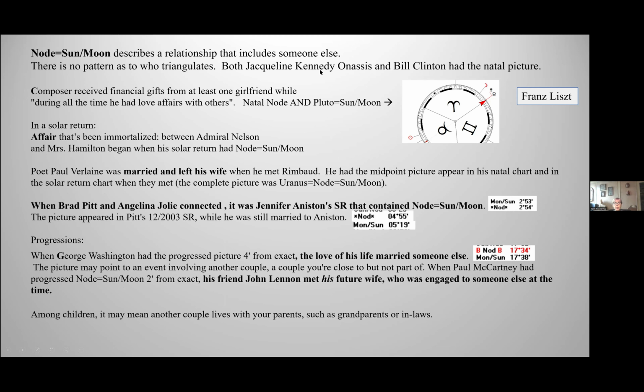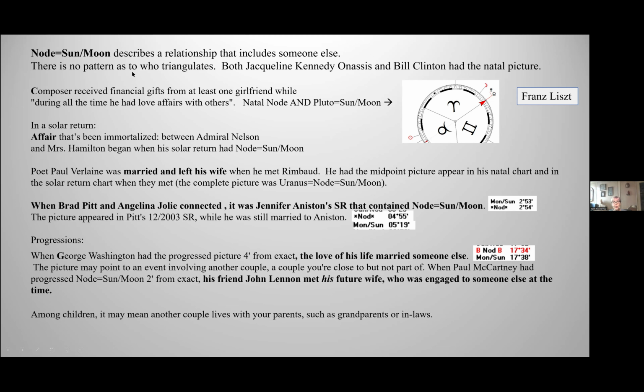So node equals Sun Moon is one of the handiest midpoint pictures to know about because it describes a relationship that includes somebody else. And so when you see this, for example, when a client comes to you and they have node equals Sun Moon and they've met somebody who has node equals Sun Moon in their chart, that other person is going to be a triangulator. Just a small bit of information can be huge to know.